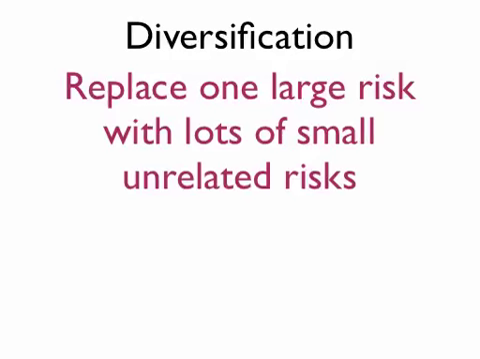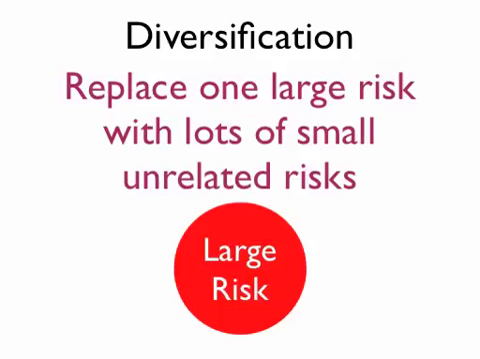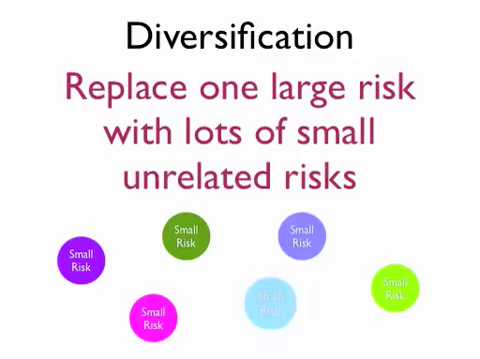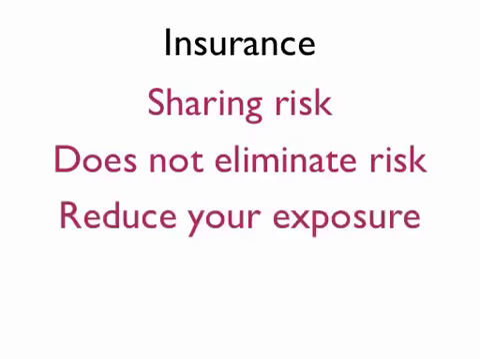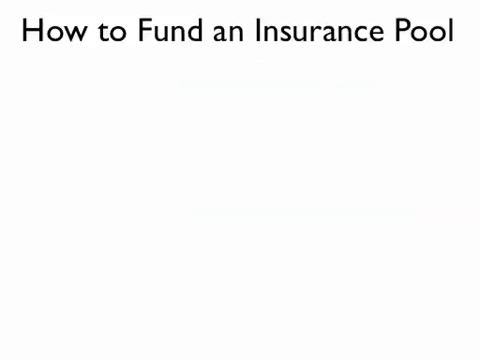Diversification is when we take one large risk and we replace it with lots of small unrelated risks. So we have a large risk, and the idea is to replace that large risk with a bunch of little small risks that aren't related to each other. That's what diversification really means. Insurance is a form of risk diversification or risk sharing. We're spreading that risk across a bunch of small members instead of assuming the risk all ourselves. It doesn't eliminate the risk, but it reduces our exposure to the size of the risk.